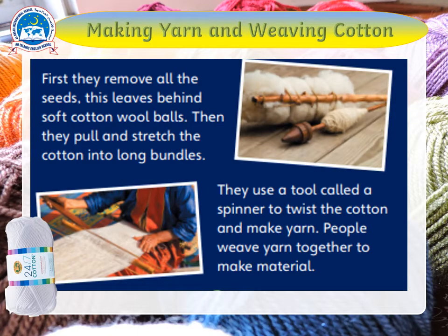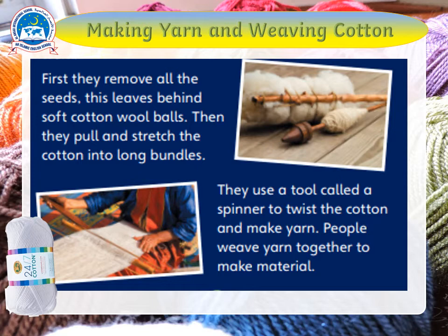First, when the cotton ball or the cotton flower is removed from the plant, it goes through a cleaning process where the seeds and leaves are removed from the cotton wool ball. Then these cotton balls are stretched into long bundles. They use a tool called a spinner. It is just like your spinning toy. So this spinner twists the cotton and makes it yarn.